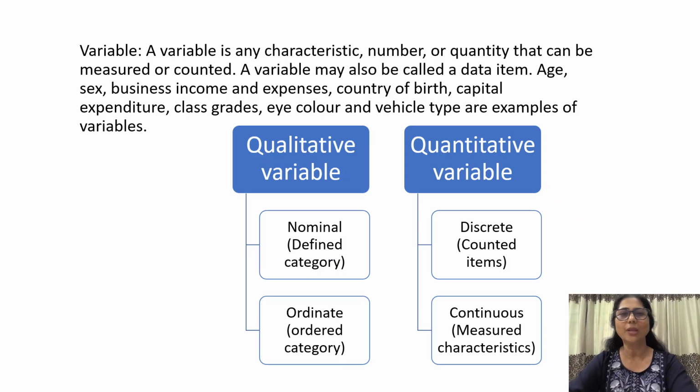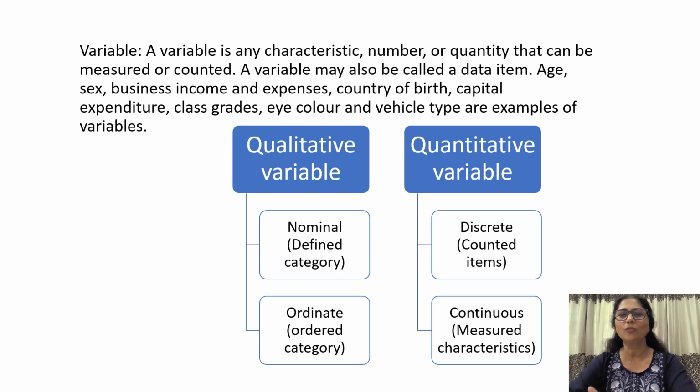Second, what is a variable? A variable is any characteristic, number, or quantity that can be measured or counted. Variables can be of two types: qualitative and quantitative. A qualitative variable, as the name says, is based on quality, like age, sex, country, birth rate, death rate. These all show quality, so it is a qualitative variable.